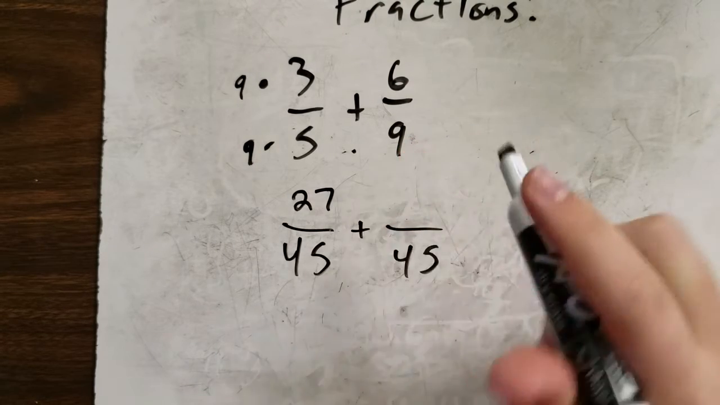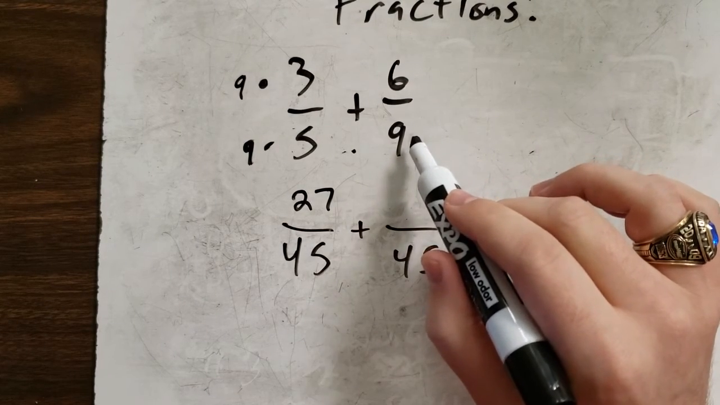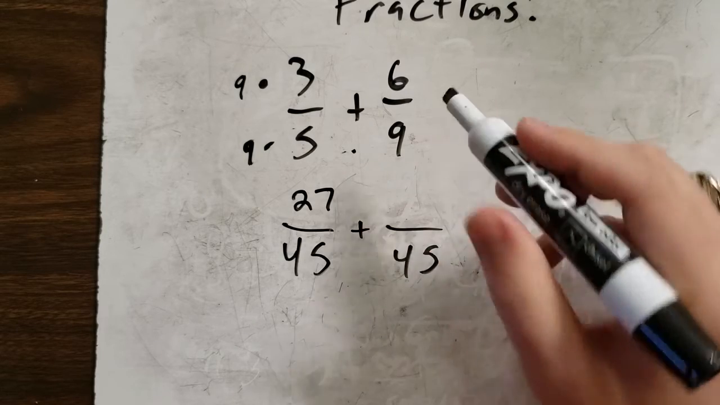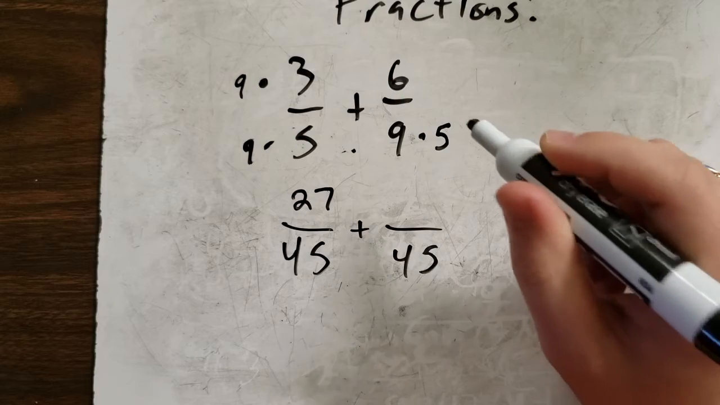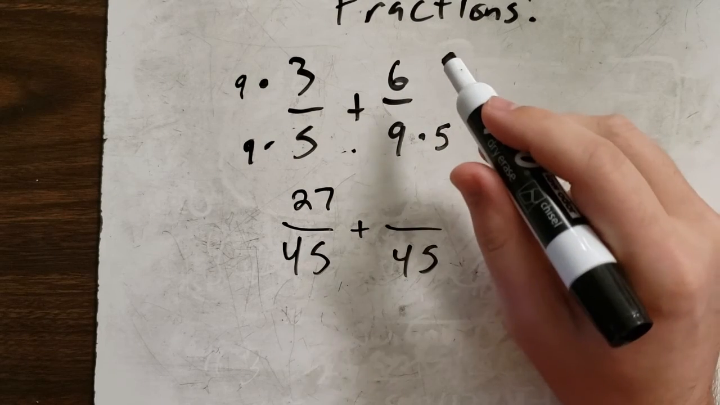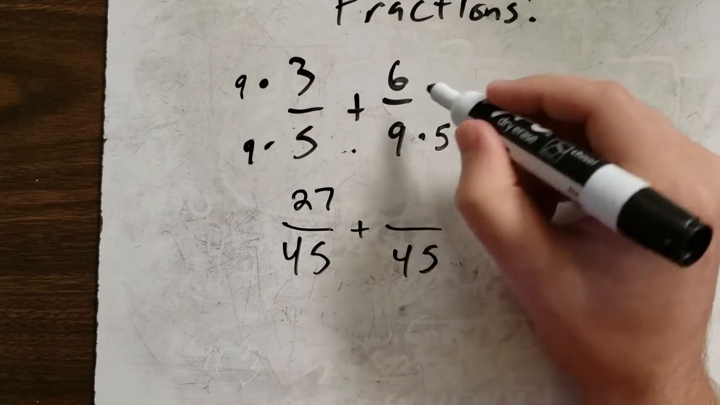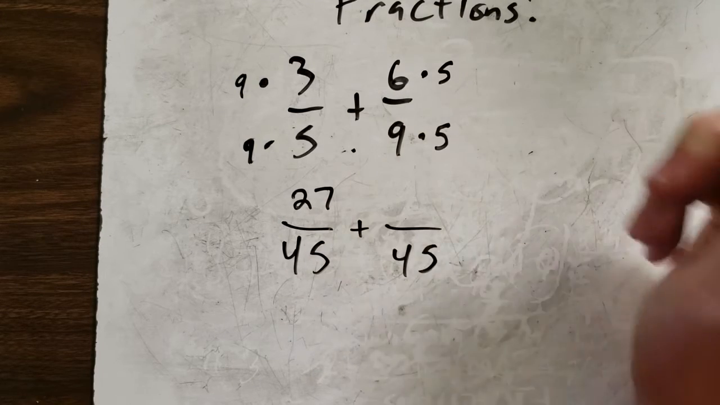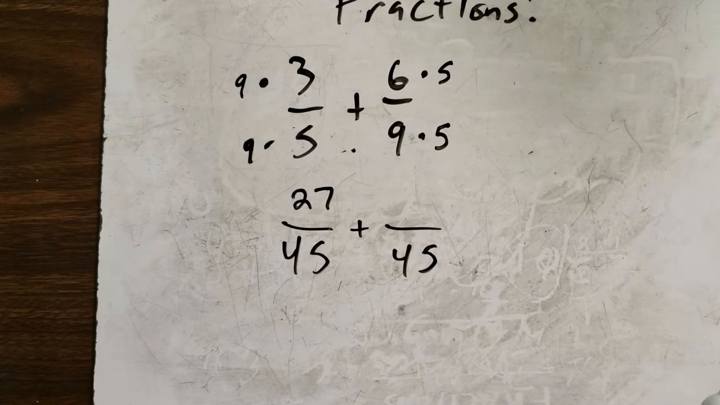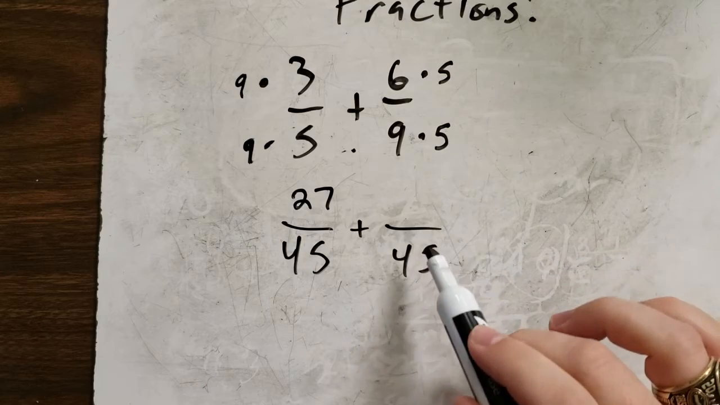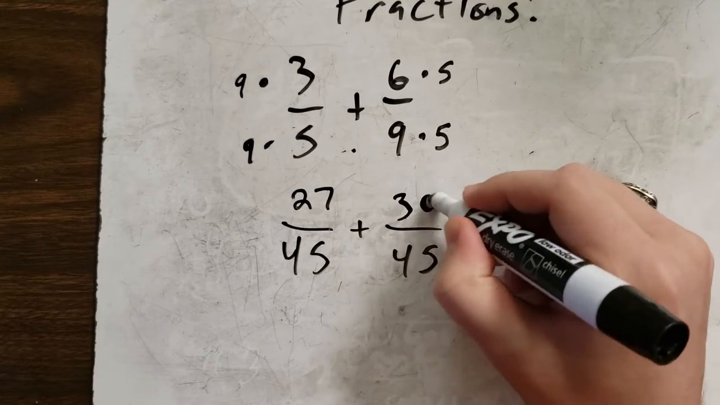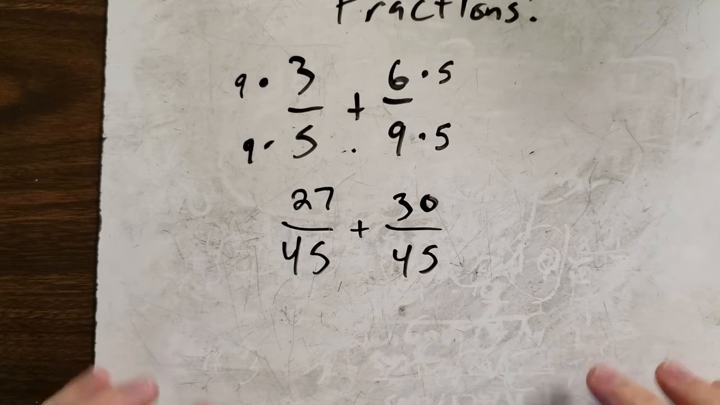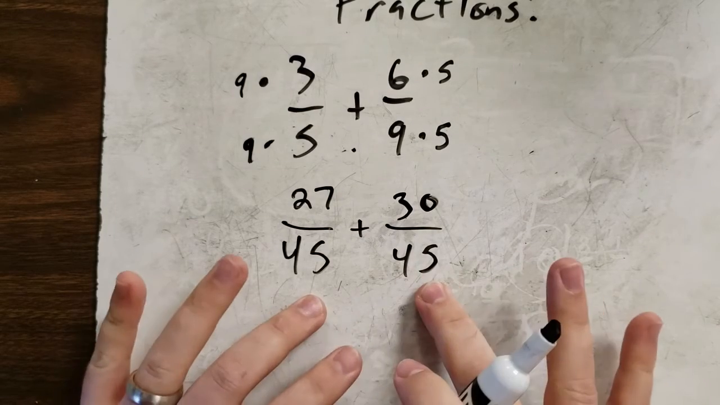Same thing for this side here. My bottom number is 9. How did I get 45 from 9? I had to multiply by 5. Whatever I do to the bottom, I must do to the top. Because I multiplied by 5 down here, I have to multiply by 5 on the top. Now, 9 times 5 is 45. 6 times 5 is 30. Now I have my common denominator. My common denominator is 45.